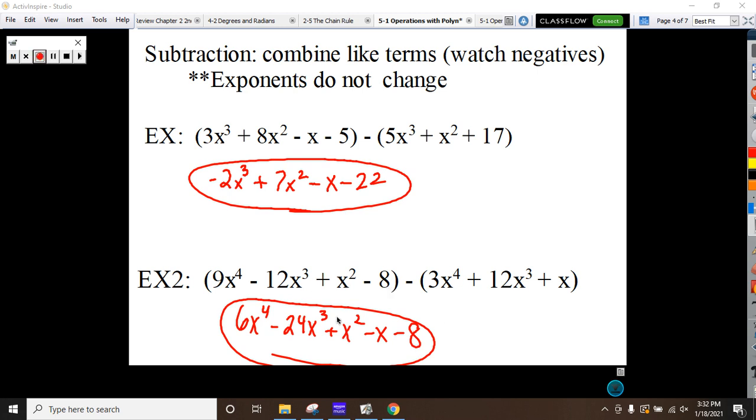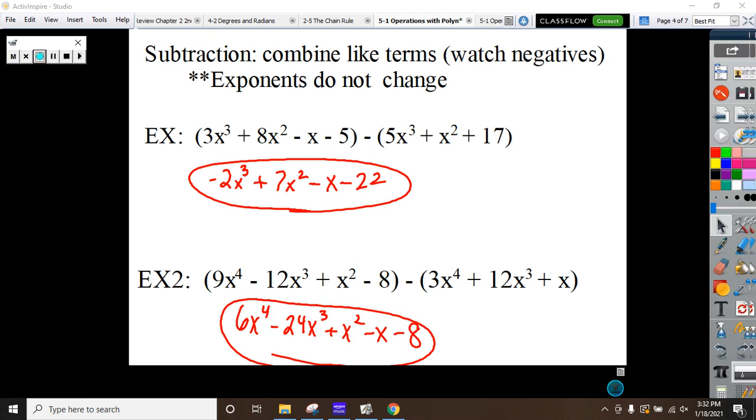So anything in front of the negative, like this x squared and the negative 8, doesn't change. But anything behind the negative will change because it's behind that negative. So think of it as almost like distributing. That negative will go to every single thing behind it as you're subtracting. So we took 9x to the fourth minus 3x, negative 12x cubed minus 12x. So just make sure you're careful with your subtraction.